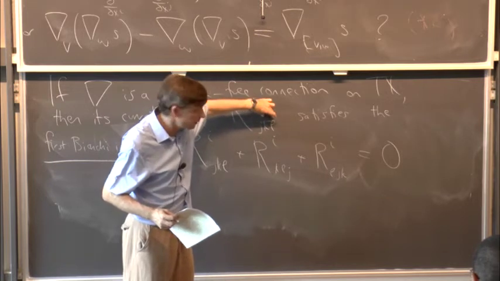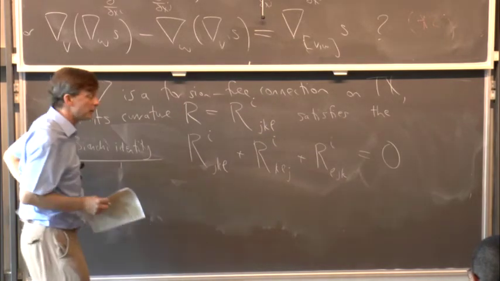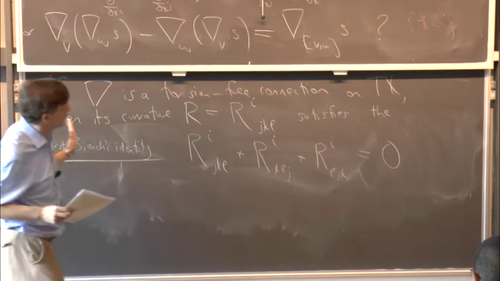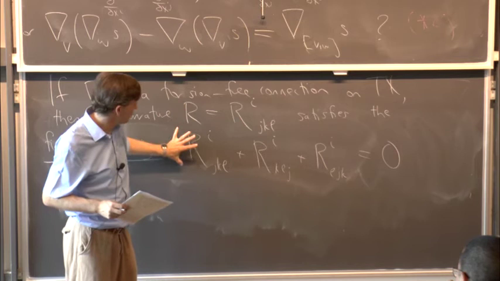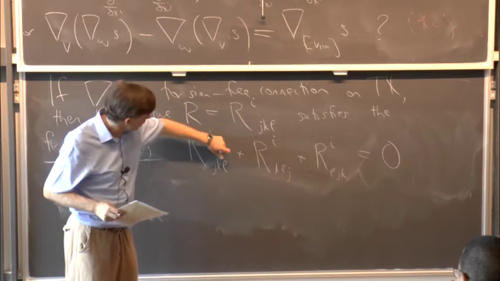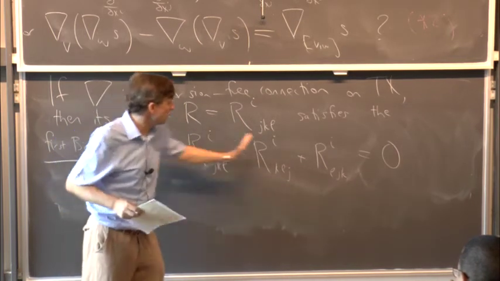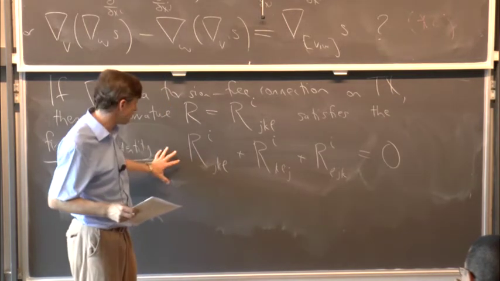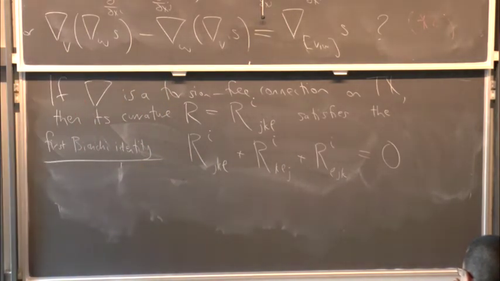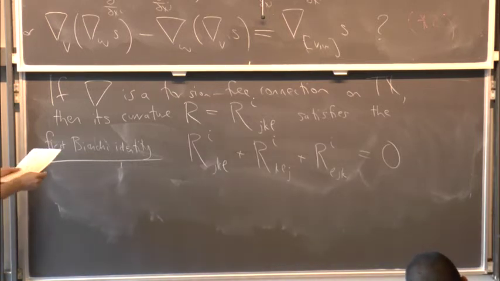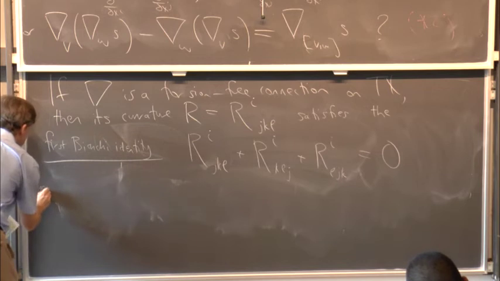If you swap around these two indices, then you change the sign. So if you like, you could also add on the 3 more terms where you swapped these 2 round. So all the permutations of these with the negative sign, and you still get essentially the same identity. That's the first Bianchi identity.